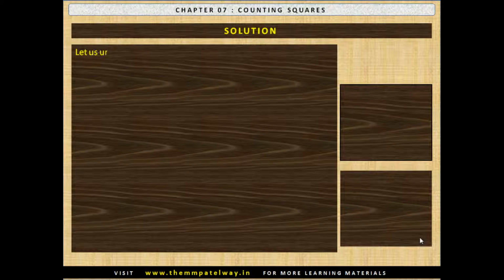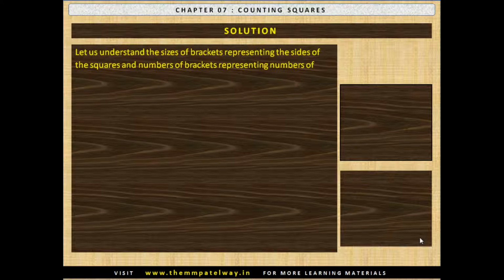Now let us see the solution in detail. Let us understand the sizes of brackets representing the sides of the squares and the number of brackets representing the number of squares of a particular size. Let's start with the size m into m, that is the smallest square.